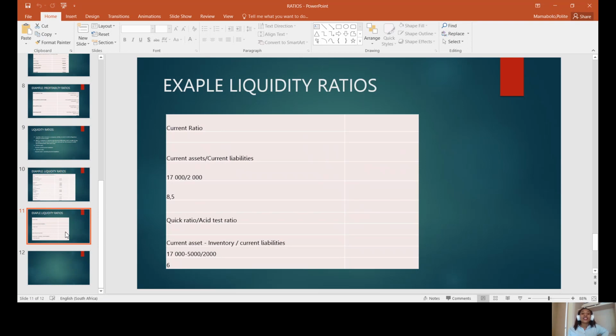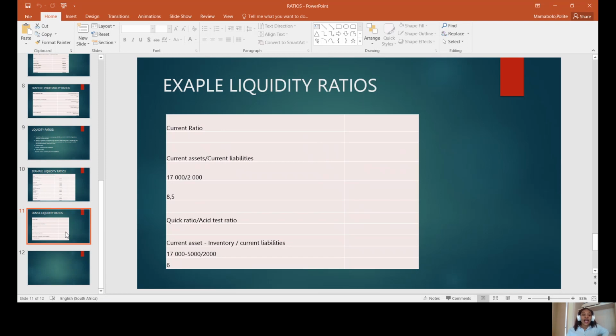Quick ratio or acid test ratio is how quick can we pay our current liabilities without having to use inventory? Because inventory is not quick if you think about it. The debtors, they can pay us tomorrow, as well as the cash that is in the bank is quick because it's the cash that is in the bank. How quick can we do that to cover our current liabilities?